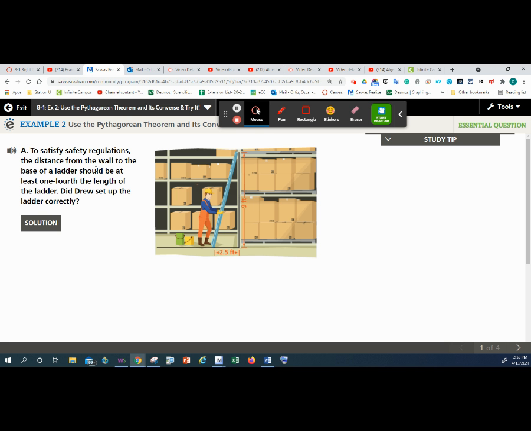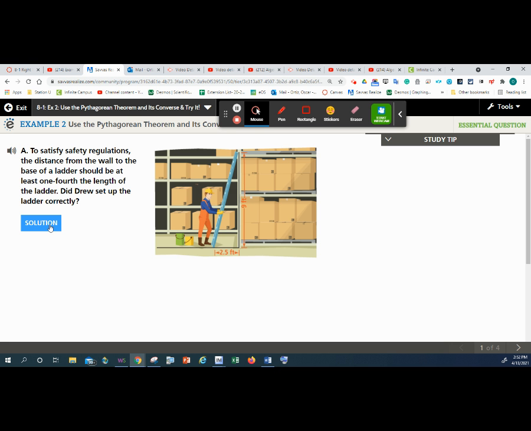So in example 2, it says that to satisfy safety regulations, the distance from the wall to the base, so that is the number that you see at the bottom, should be at least 1/4 of the length of the ladder. If it is less than 1/4, then that is a dangerous position for the ladder. Did you set up the ladder correctly?